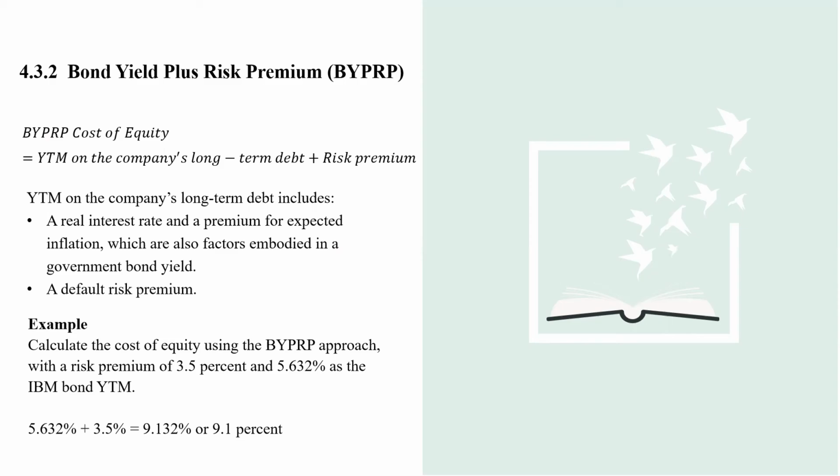As an example, given a risk premium of 3.5% and an IBM bond YTM of 5.632%, to calculate the cost of equity using the BYPRP approach, all we need to do is to add them up, and we will get the answer of 9.132%.